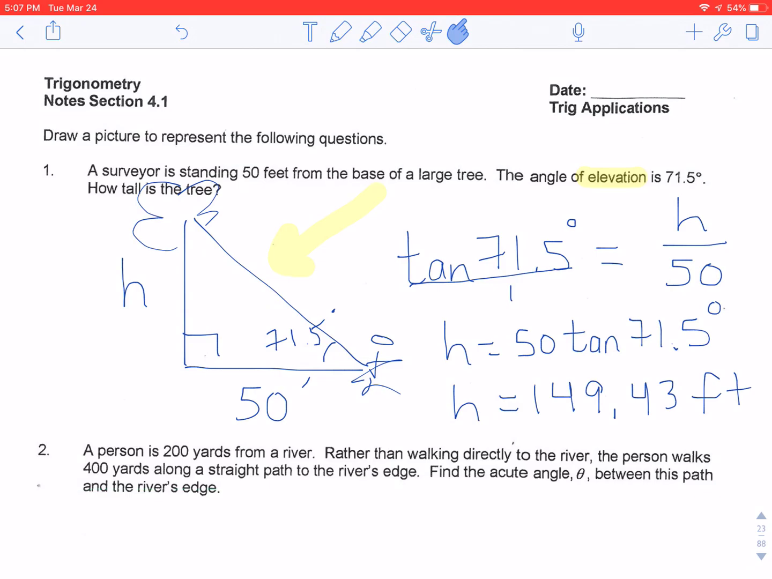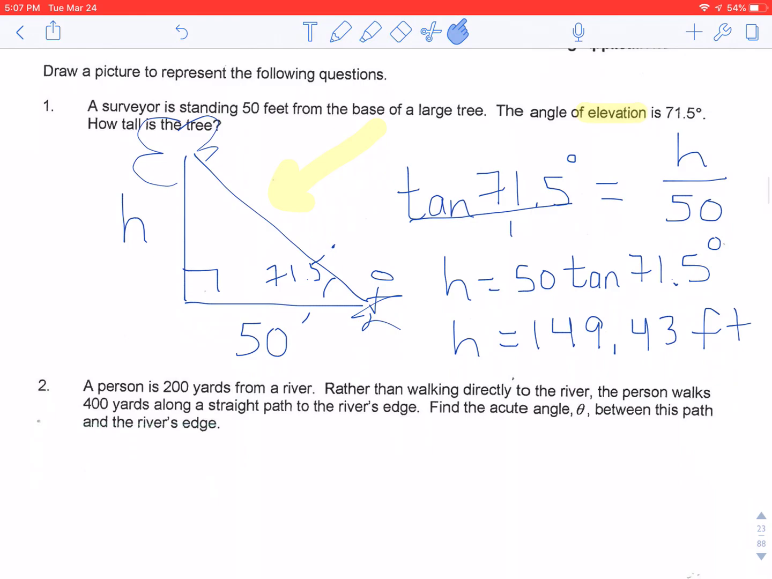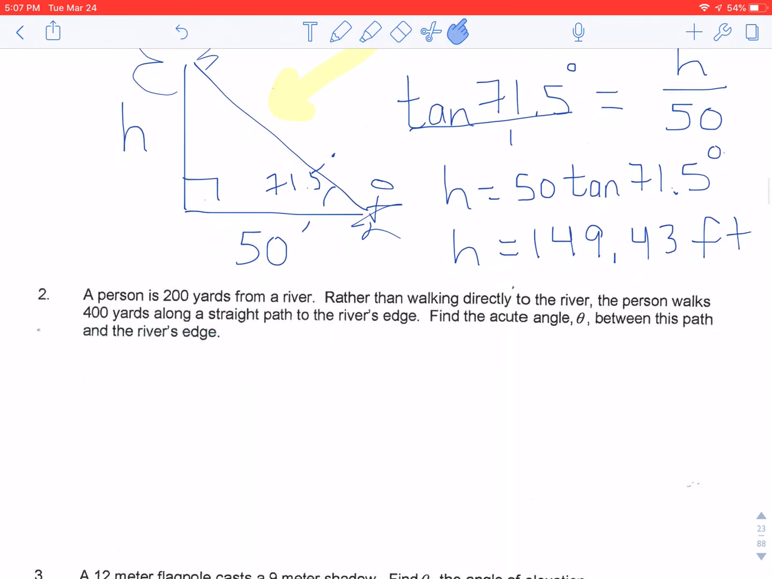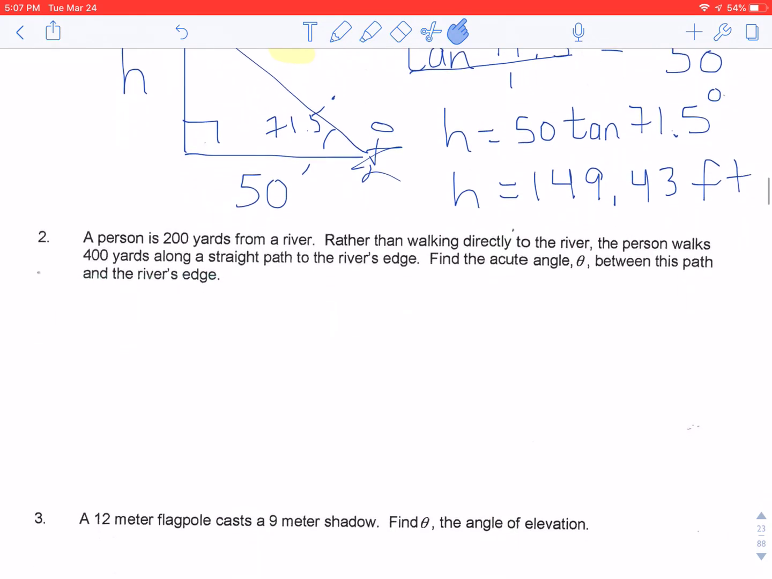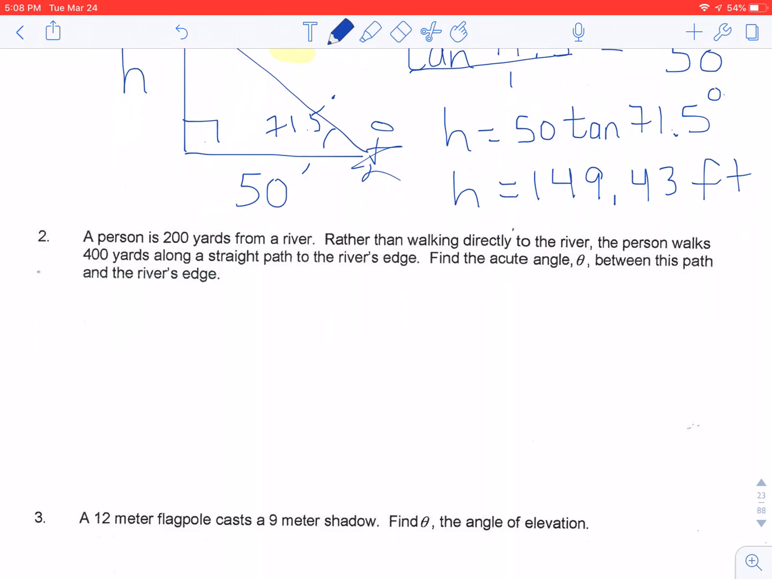Okay, the second question we're going to try to set up. A person is 200 yards from a river. Rather than walking directly to the river, the person walks 400 yards along a straight path to the river's edge. So we have to think about what this is referring to, and we have to make a right triangle. So I'm going to let this be the river, and the person is 200 yards from the river.